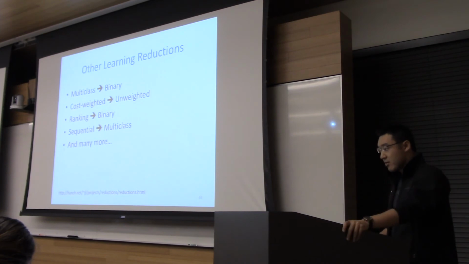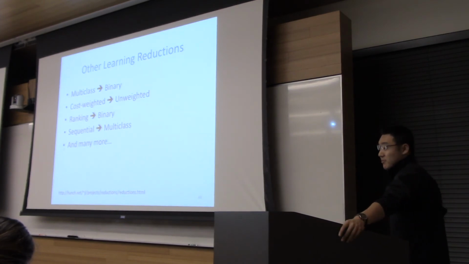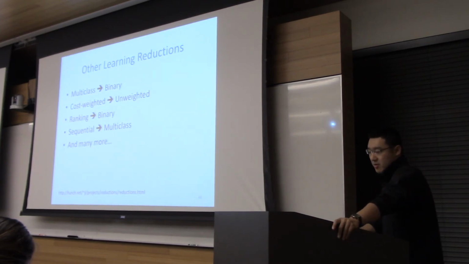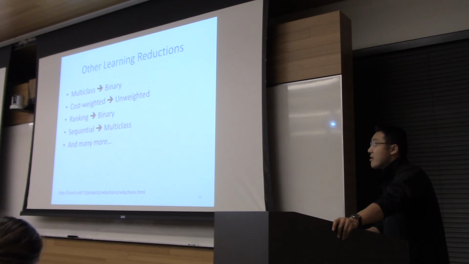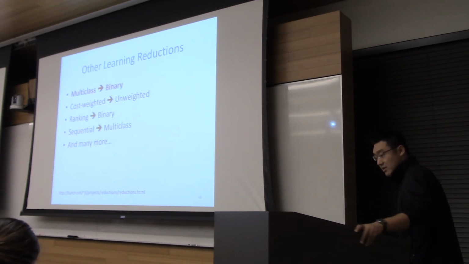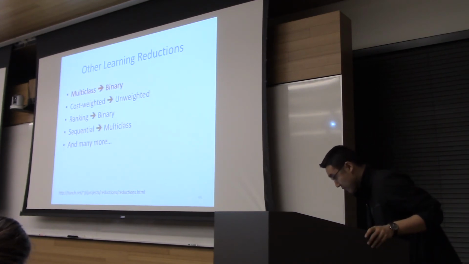So there are a number of other learning reductions. Some of them are much simpler than this one, in order to really analyze what's going on. And I will just look at one in detail for the remainder of this lecture, which is multi-class to binary. Okay?